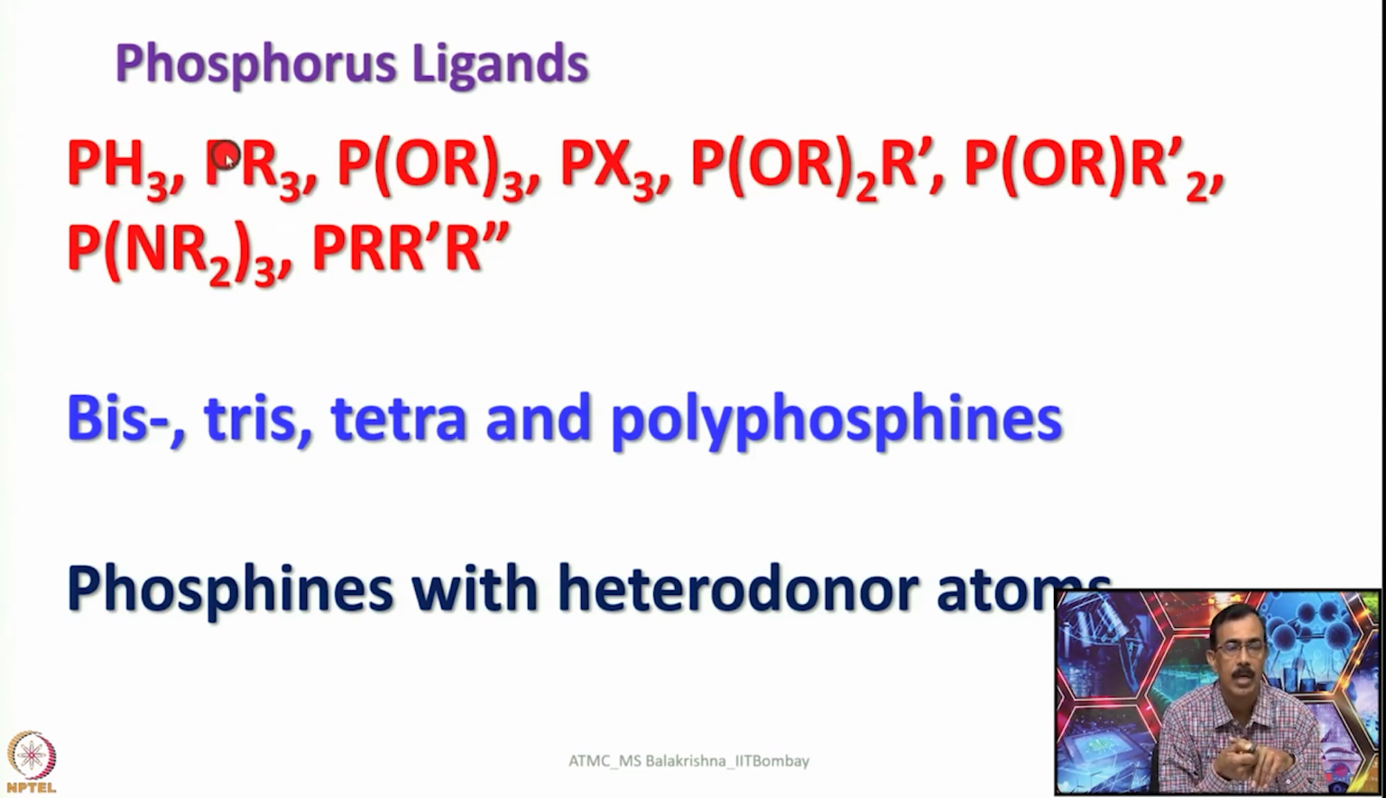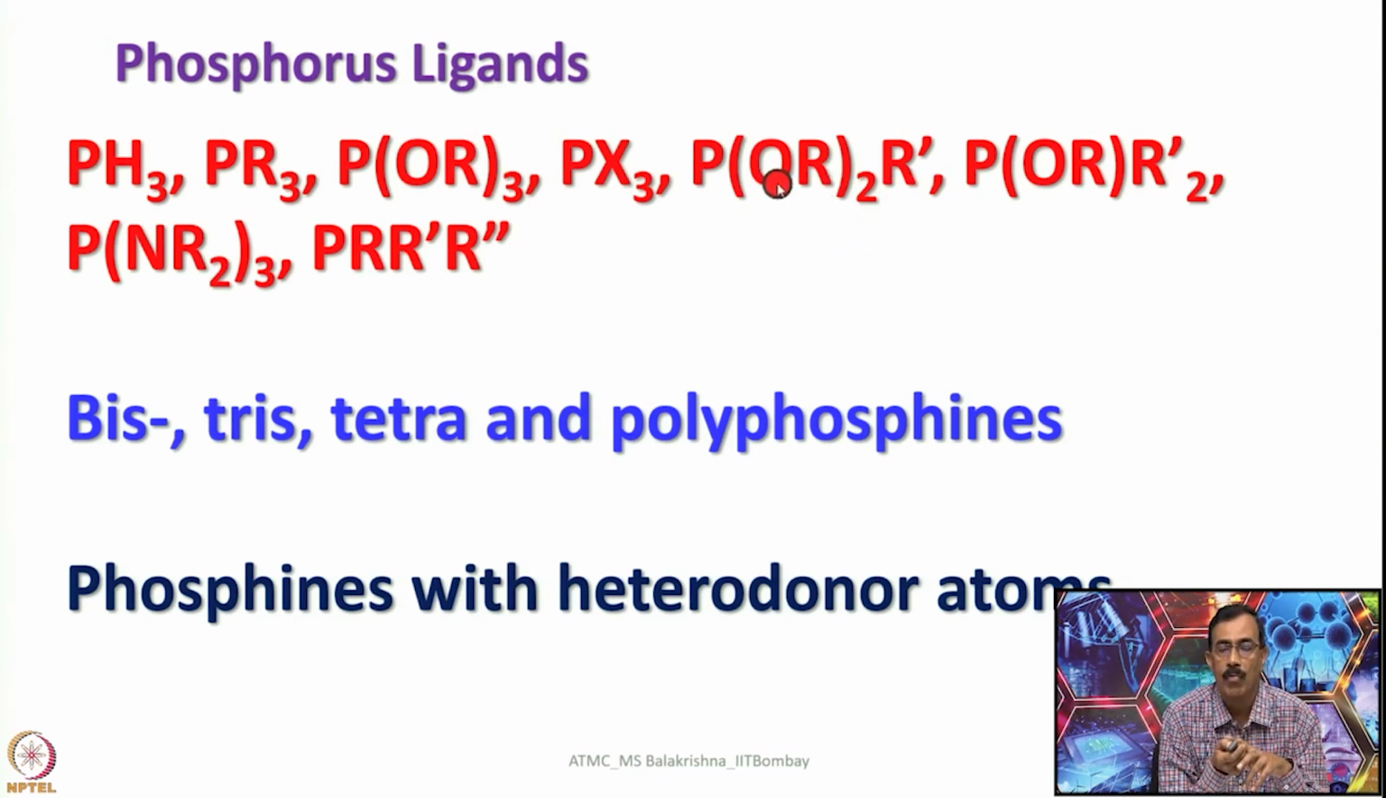Tertiary phosphines are like PR3, and also one can have alkoxy or aryloxy groups on phosphorus. So, when we have 3 alkoxy or aryloxy groups, they are called phosphites. For example, this one, if it is OMe, trimethyl phosphite, or one can also call it trimethoxyphosphine. Then of course PF3, PCl3, PBr3 also one can use as ligand, and then we can have a mixed alkoxy or aryloxy group along with this one.